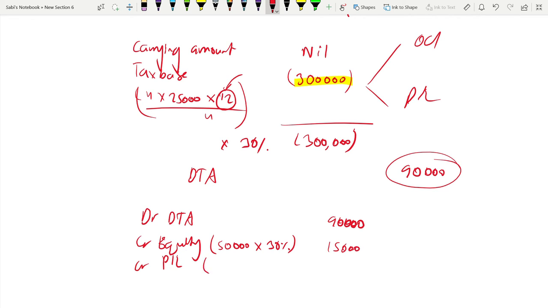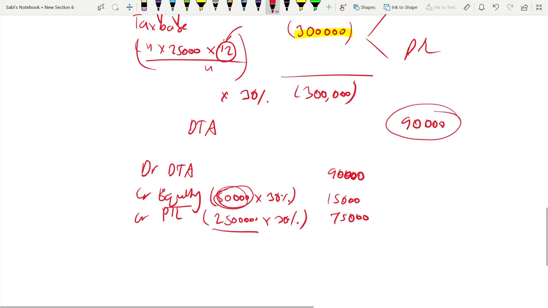And here P&L will be the remuneration expense. Remuneration expense is 250,000. See, here you are taking the remuneration as it is. Only in the equity you are taking the balance, tax deduction minus remuneration, 50,000. So here it is 30%, then it will be 75,000. To be sure that your double entry is correct, always add up the debit with the credit. Here, credit is 15 and 75. So if you add 15 and 75, it adds up to 90,000 on the debit side. So it's correct.